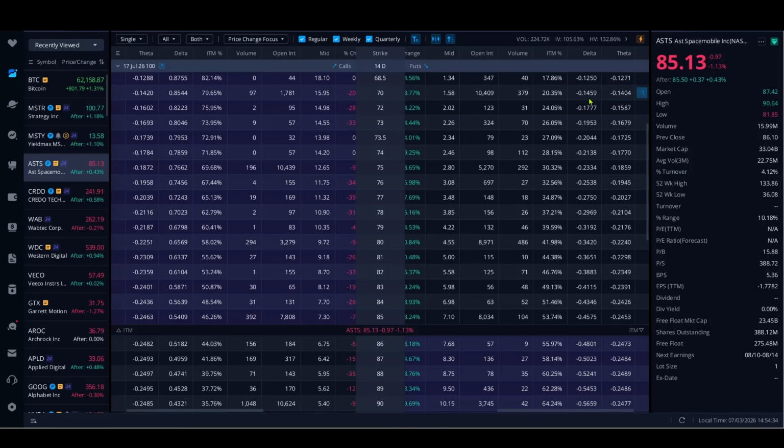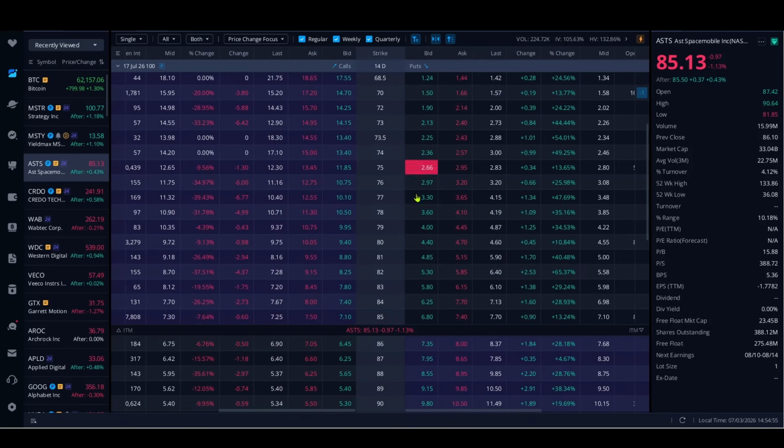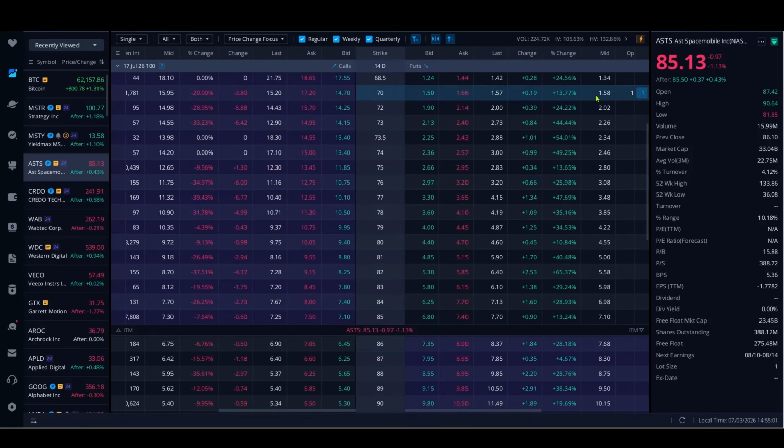Now, definitely take that delta with a grain of salt, right? Because that delta will change as the price moves. So that delta really, honestly, is only good for the moment you're looking at that stock for that strike. But at that $70 strike, I did end up getting that $1.85.